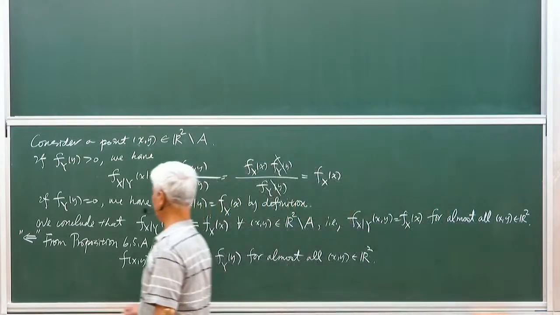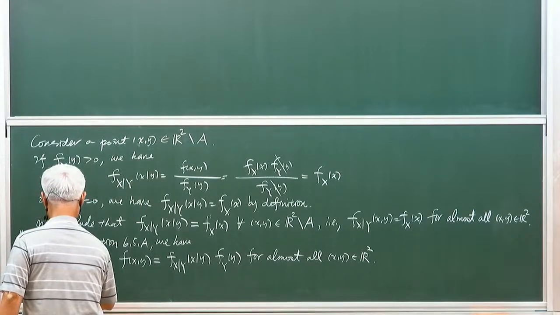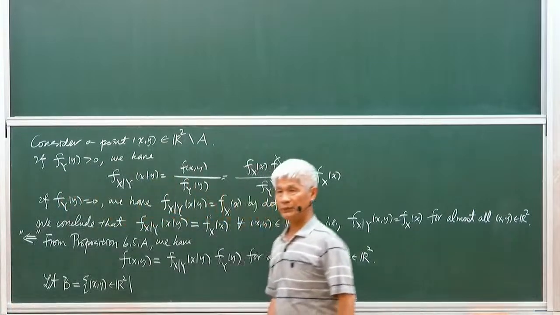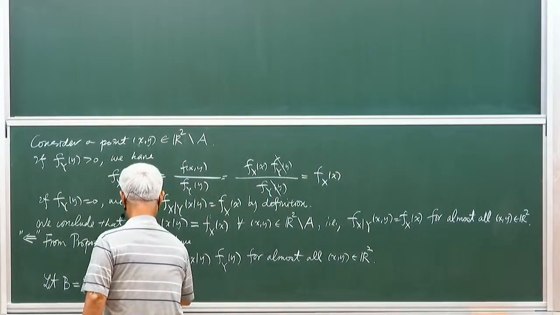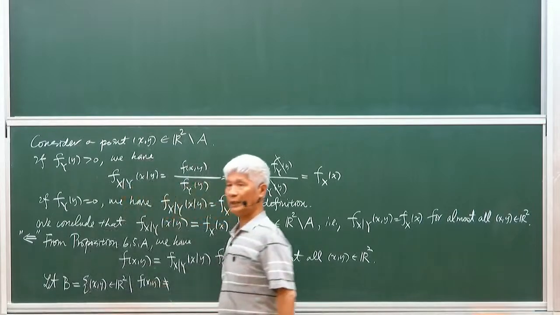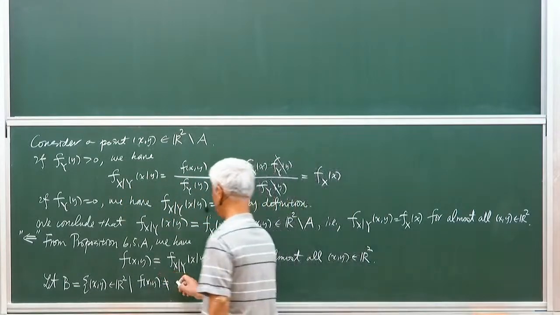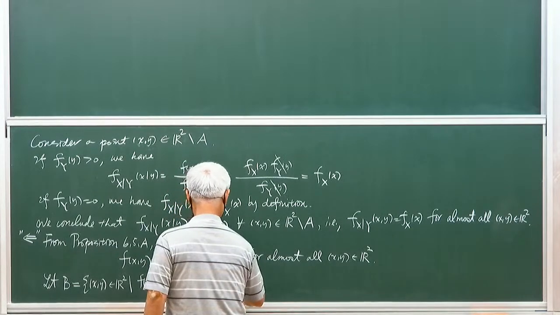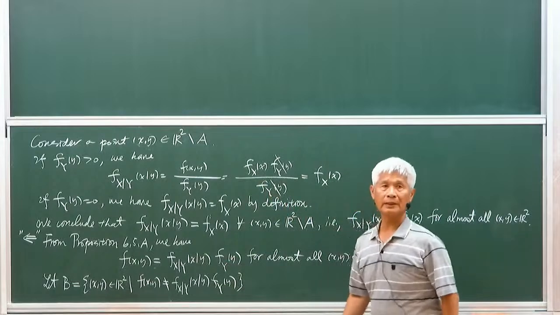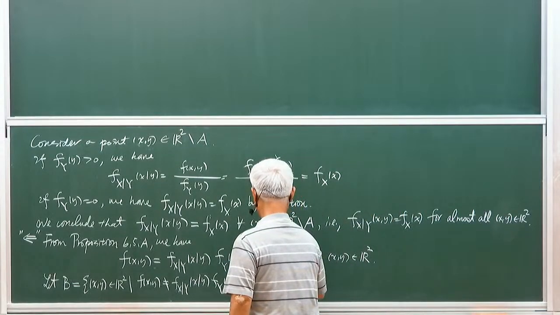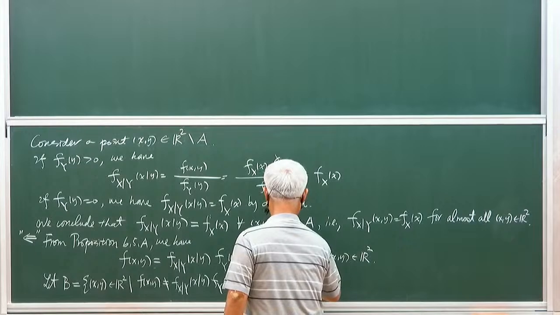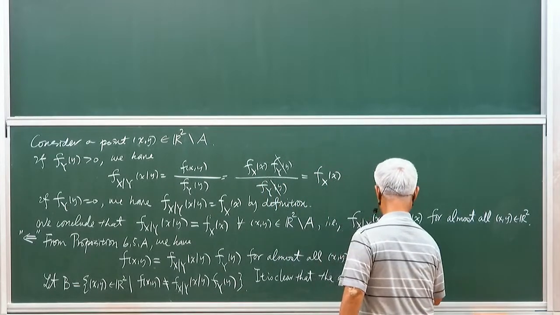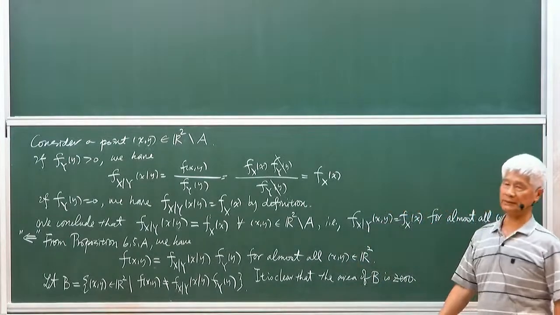All right, so we let B be the set of all points in the real plane such that the above equality does not hold. It is clear that, again, the area of B is 0.